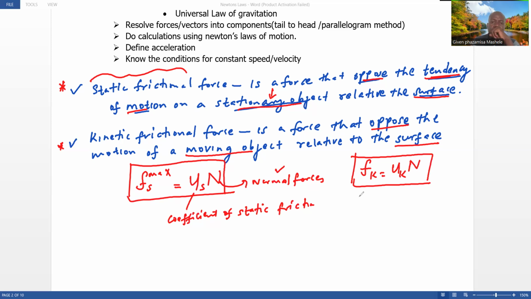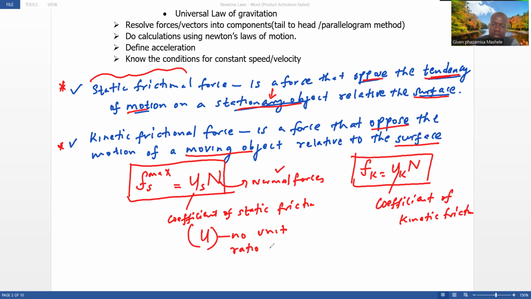And it's very important to know that mu k is called the coefficient of kinetic friction. And you must know that this coefficient, the mu, has no unit. Why? Because it is the ratio of frictional force and normal force.